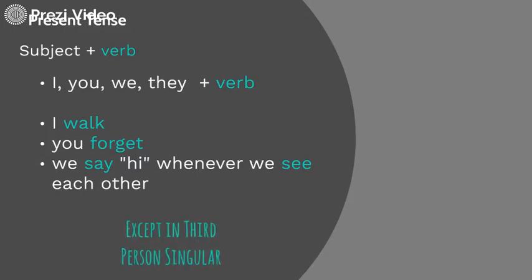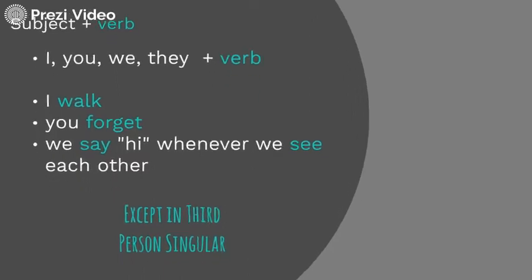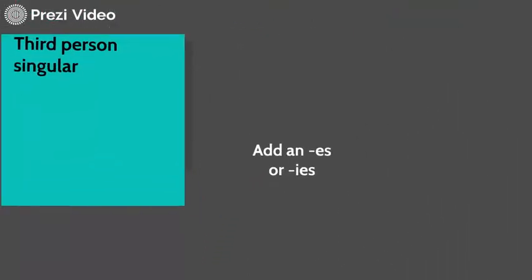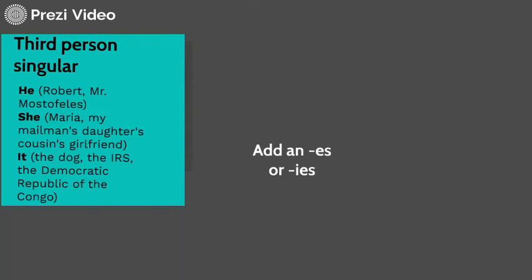Except for in third person singular. So third person singular is when you are talking about a person or a thing, and that person or thing is doing the action. And that's what third person means. It's singular when that person or thing doing the action is also just one person or thing. So, for example, third person singular, you could have he, such as maybe you're talking about somebody named Robert or Mr. Mistopheles. She, maybe you're talking about Maria.